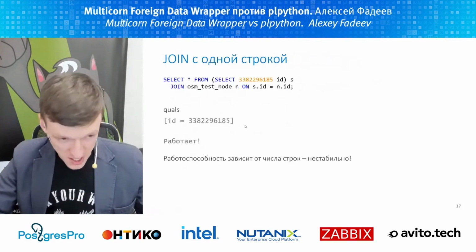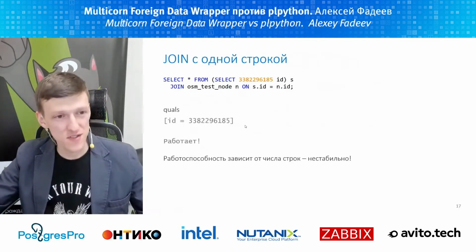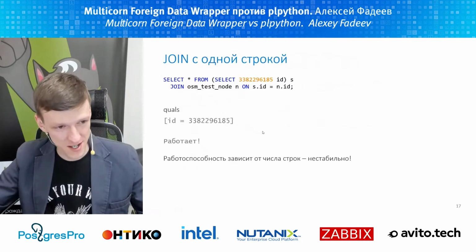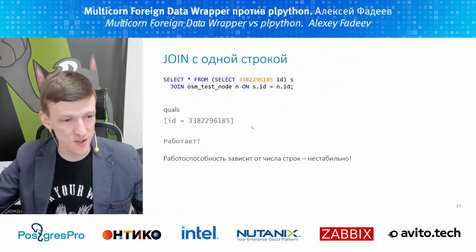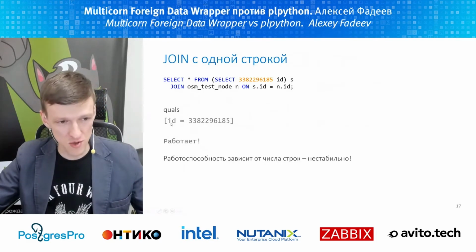Join cannot be performed in any fashion. However, I found one case when join was possible. When you join in the table, there is only one line, it is possible. So the condition comes in this form, ID equals, and then the scalar value.